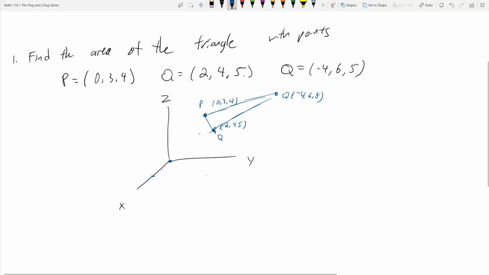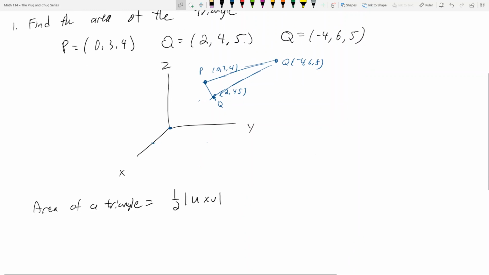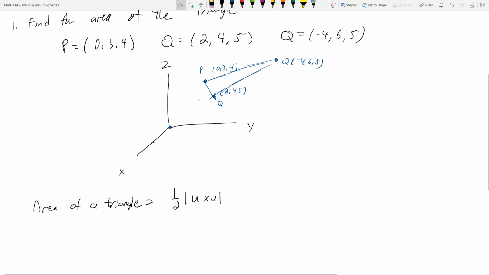And so how do I do this? Well, the idea is that the area of a triangle is equal to 1/2 the magnitude of the cross product U cross V. So what I'm going to have to do is form two vectors from these three points. So this is P, Q, R. Those are my three points drawn above.